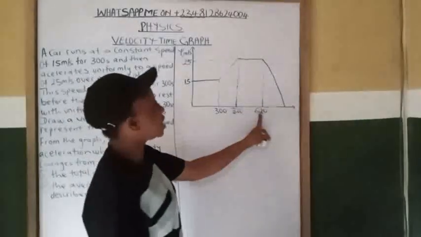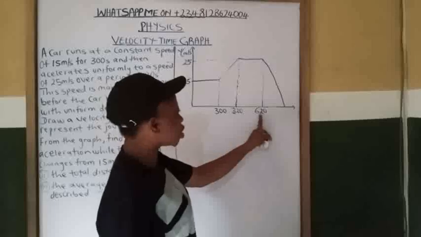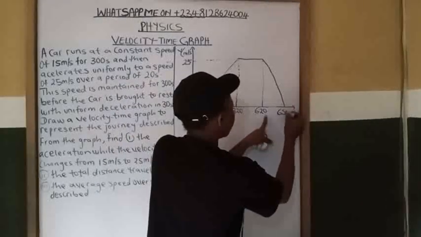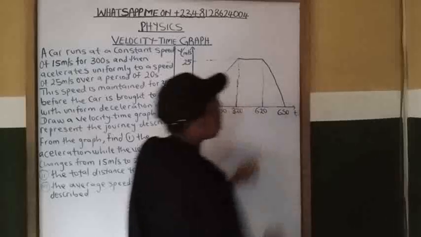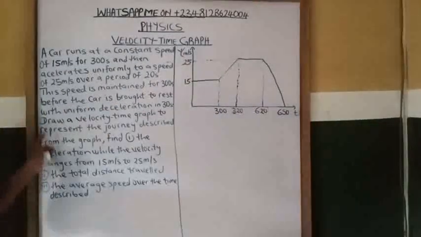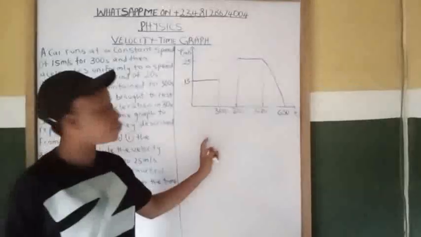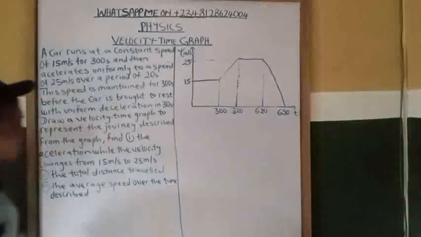So we are going to add 30 seconds to 620 seconds. It will give us 650 seconds. So this is the graph. Draw a velocity time graph to represent the journey described. So we have done that. So we have formed our velocity time graph.